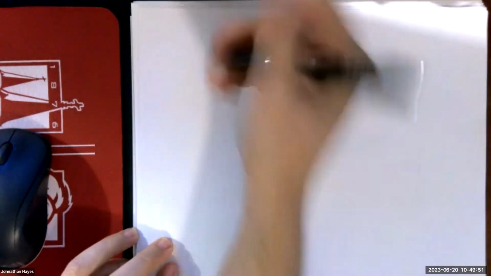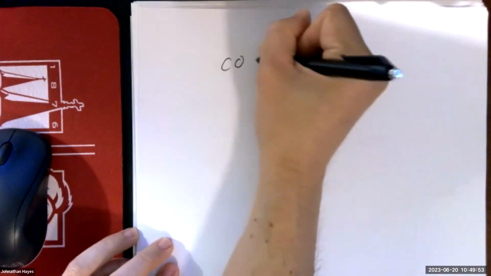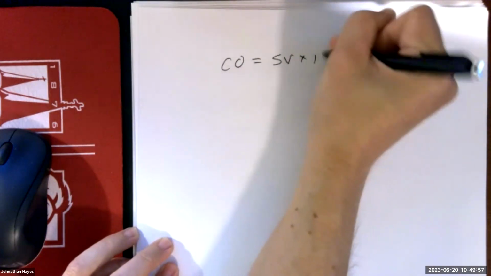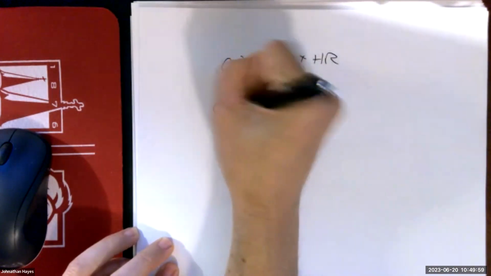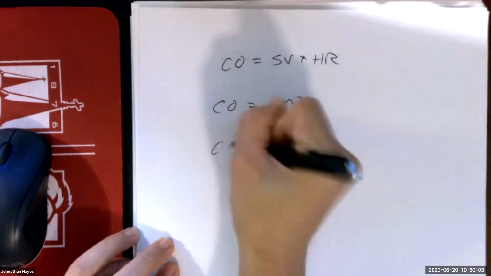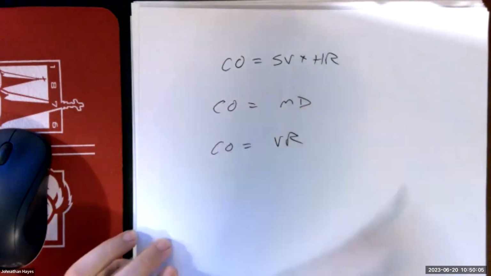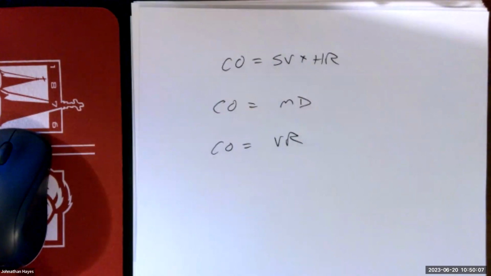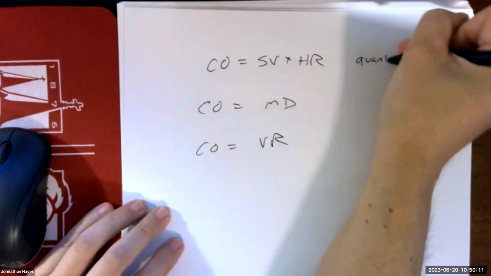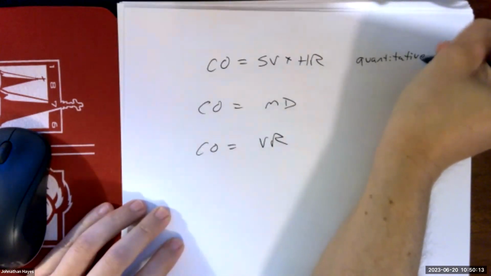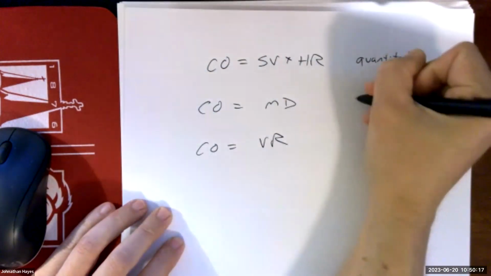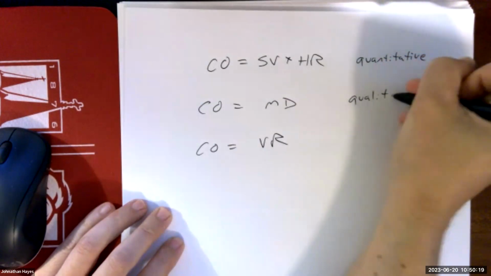Next, cardiac output equals stroke volume times heart rate. Cardiac output equals metabolic demand, and cardiac output equals venous return. This is what we might call a quantitative description of heart action right here. This is called a qualitative description of heart action.